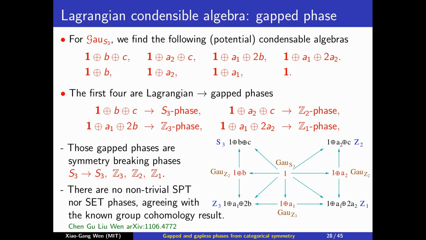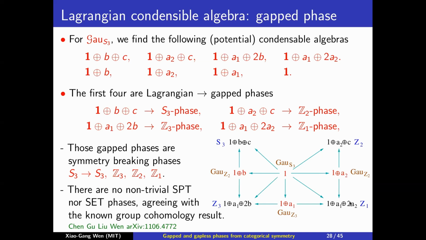Let's do the simple one, like this pair. This pair has a Z2 symmetric phase and a Z1 symmetry phase. So we expect this is just Z2 symmetry breaking, just the Ising model. Then we look at these two condensed algebras, and their common condensed algebra is 1 plus A2. That's the common part.